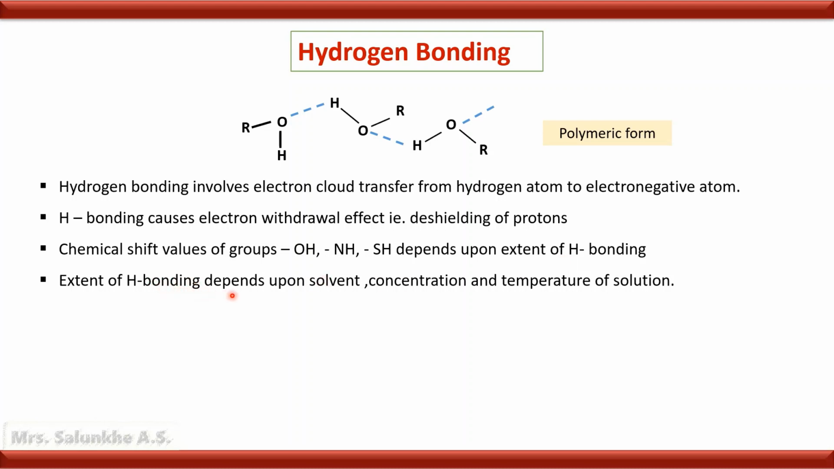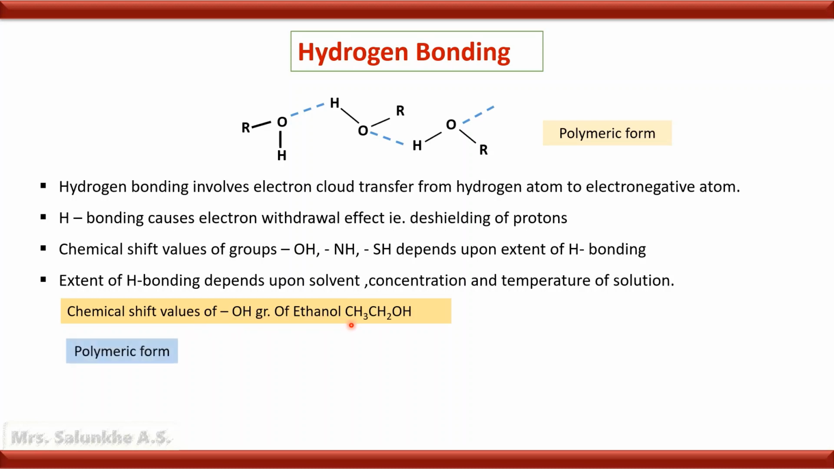The extent of hydrogen bonding also depends upon solvent, concentration and temperature of the solution. When we use a polar solvent, then hydrogen bonding increases. On the other hand, if we use a non-polar solvent to prepare the solution, then hydrogen bonding decreases. For example, the chemical shift value of the OH group of ethanol, in the polymeric form, is 5.28 delta.